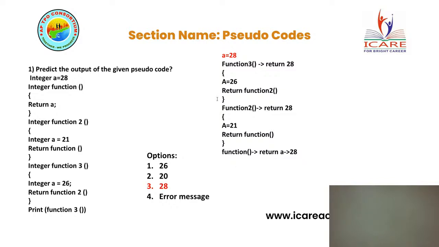Hope you all have understood the functions concept and global variables concept. It is a kind of backtracking process: wherever we are calling the function, the return value is placed where we have called the function.